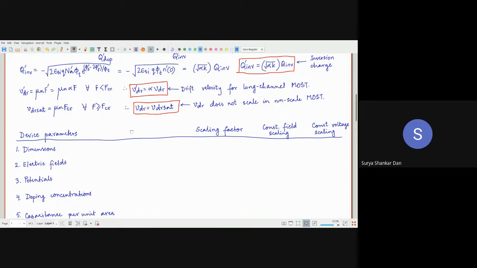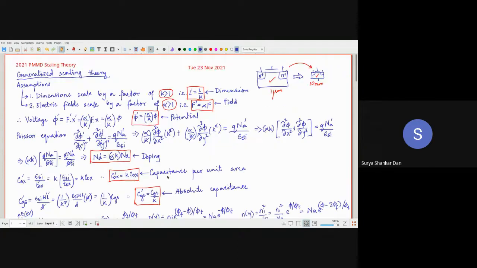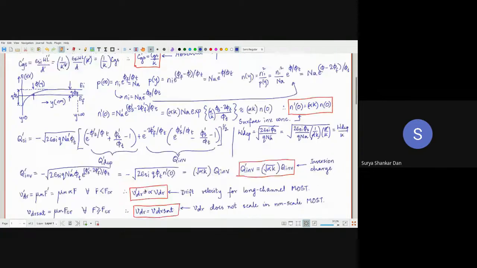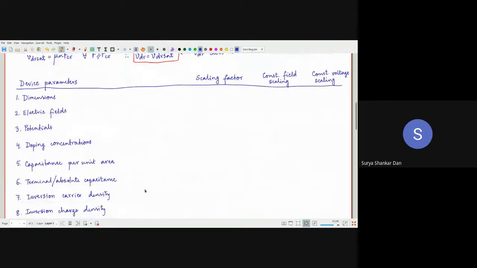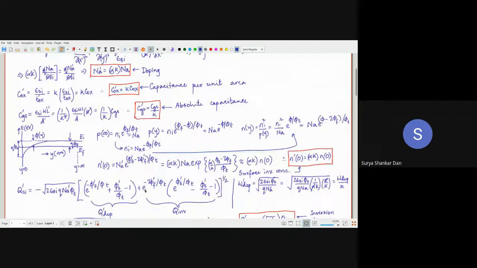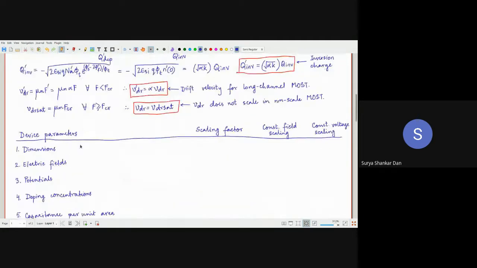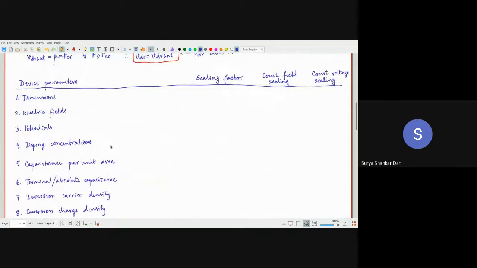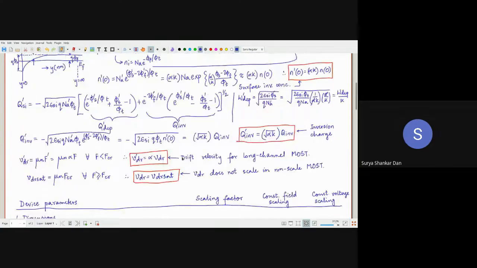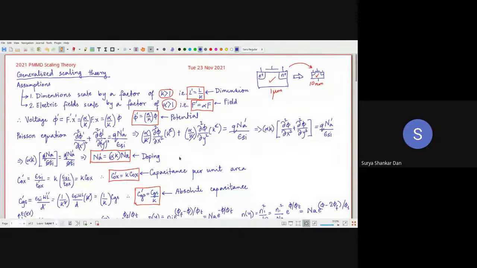So now we have done this for many different device parameters. We are going to look into it in more detail in the next lecture, where we will essentially go into the device performance and the circuit performance perspective. So these are only on the device. So this is generalized scaling theory 1, part 1. All right, so now what we will do is make a table of all the parameters which we have already seen.